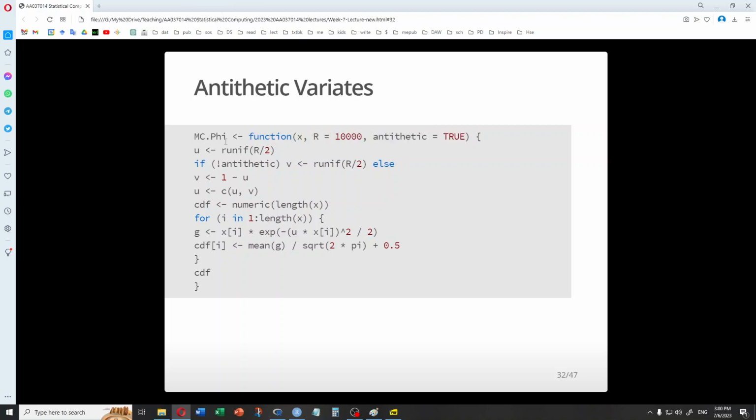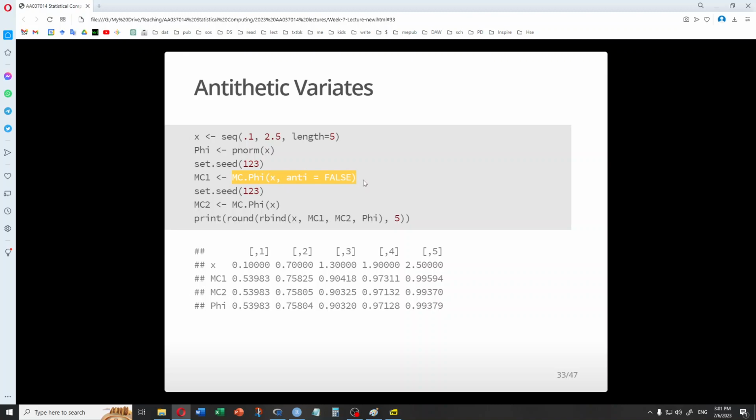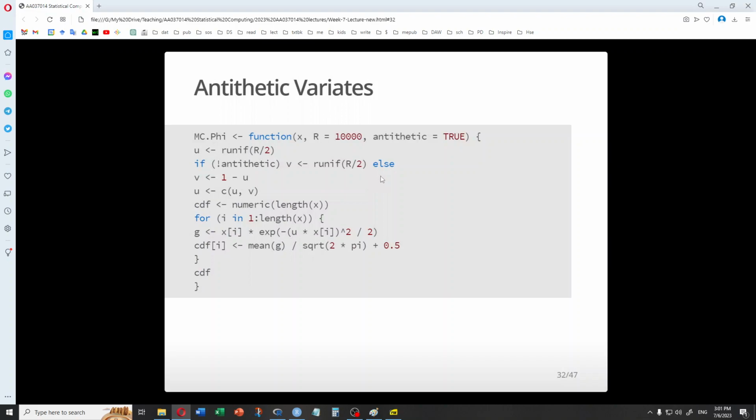Okay, so MC phi is a function. We create a function here, and this is the start of the function. Later on we're going to use MC phi like this: MC phi, and then we put x, where x is equal to a certain number. So MC phi is actually a function that we are going to define here. So what is in the body of MC phi?